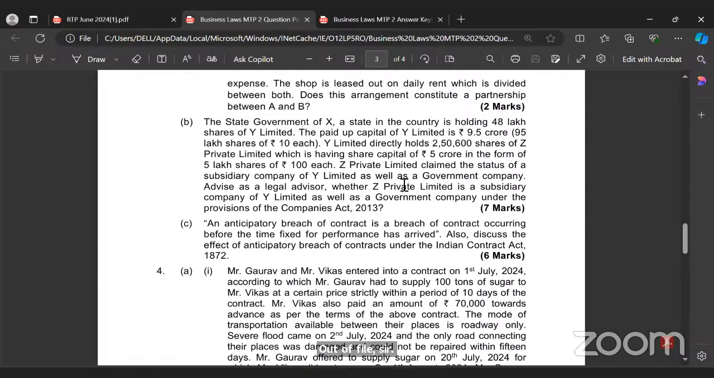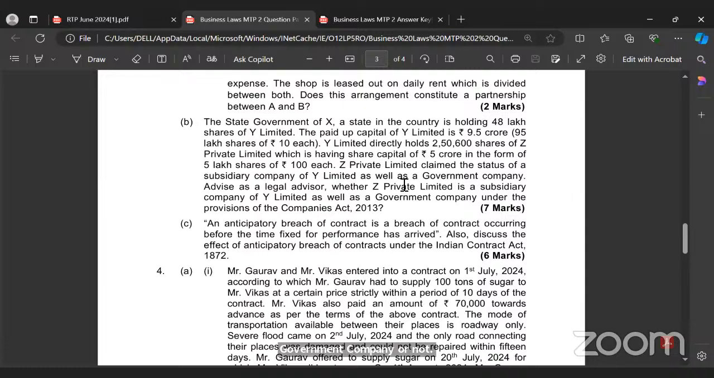What is the share capital of Z? Y Limited directly holds 2,50,600 shares of Z Private Limited, which is having share capital of rupee 5 crore in the form of 5 lakh shares of rupee 100 each. So 2,50,600 divided by 5 lakhs is how much percent? 50.12. So since it holds more than 50% of the shares, Z is a subsidiary company. Now we have to see whether Z is a government company or not.